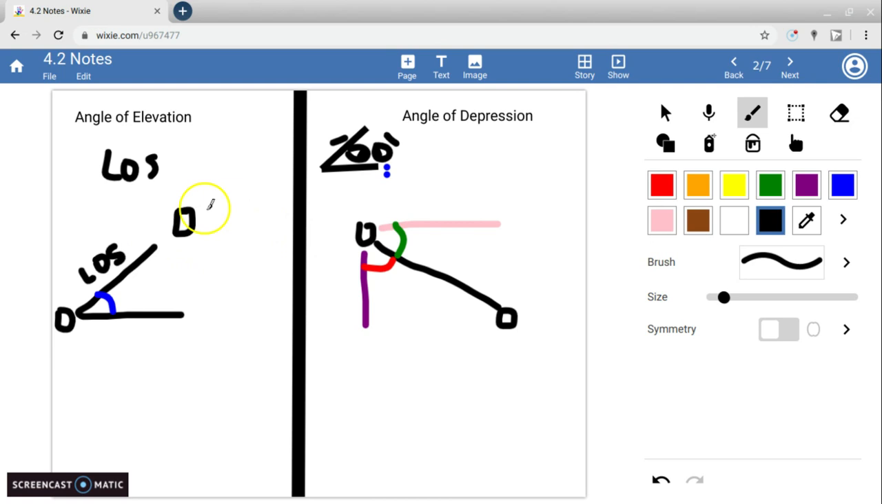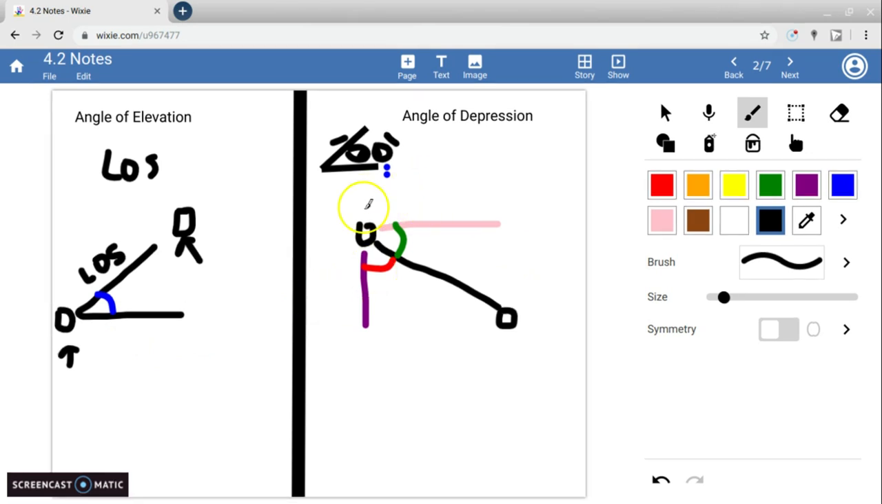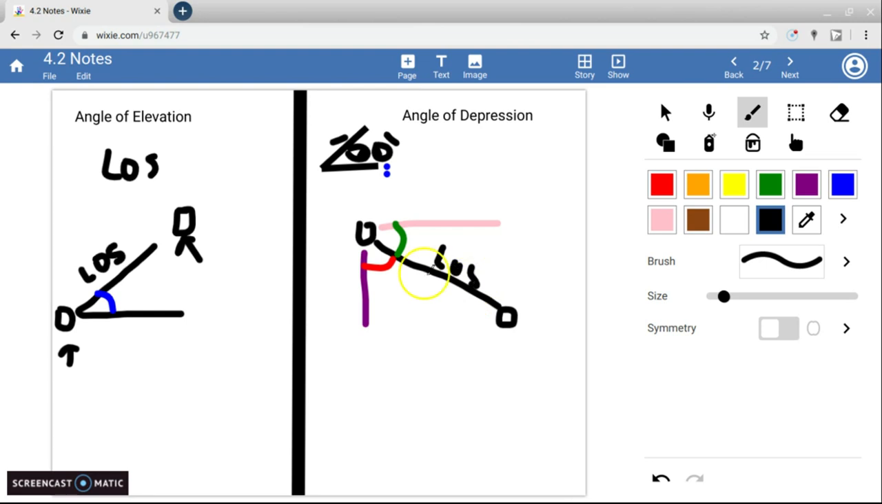But you have two objects like these squares, and this one right here is looking up at this one, and this blue angle is the angle of elevation that's looking up to it. Angle of depression is a little bit harder because you sometimes don't know which one it is. This time it's when you're looking down, and it's also formed by the LOS and another horizontal line.